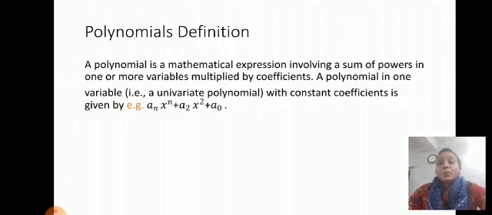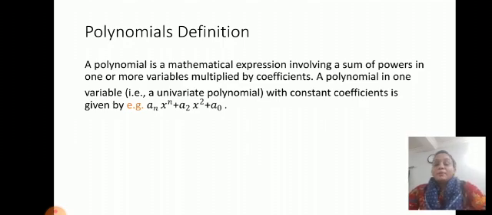A polynomial in one variable with constant coefficients is given by, for example, a_n x to the power n plus a_2 x to the power 2 plus a_0, where n indicates numbers like 1, 2, 3, 4. So we will consider n here as 1. So a_1 x to the power 1 plus a_2 x to the power 2 plus a_0 and so on. It can be extended.